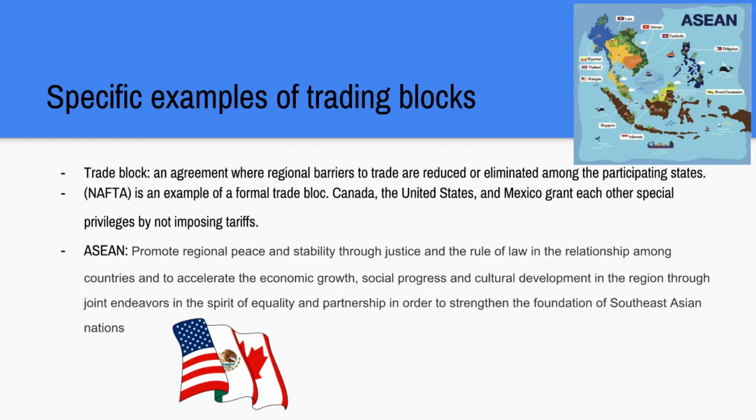They promote regional peace and stability through justice and the rule of law in the relationship among its countries, and they also aim to increase the economic growth, social progress, and cultural development in the region through joint endeavors in the spirit of equality and partnership, so they can strengthen the foundation of their nations.